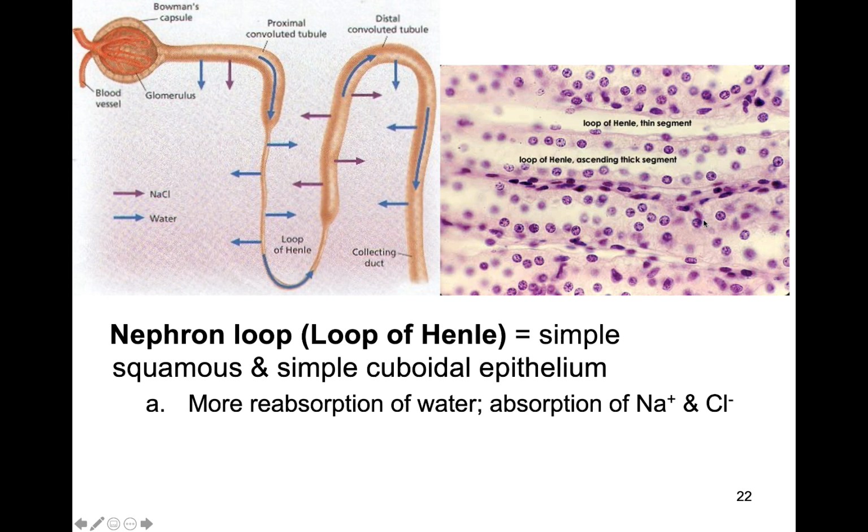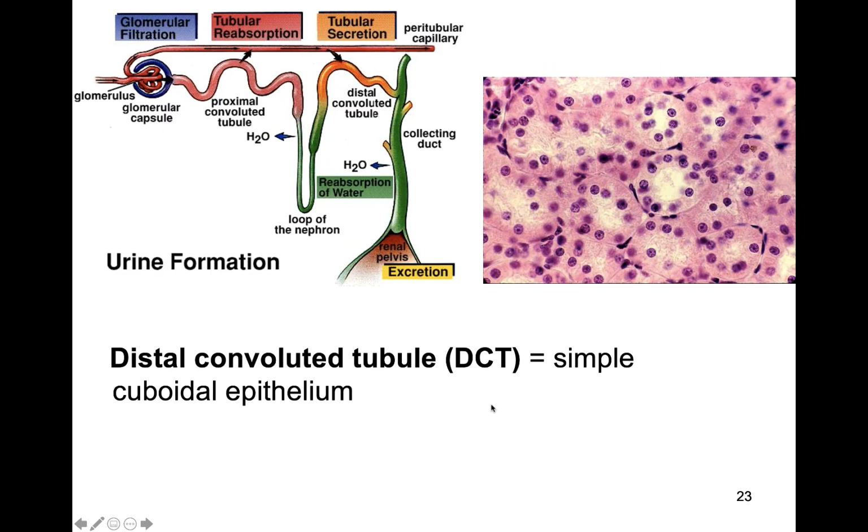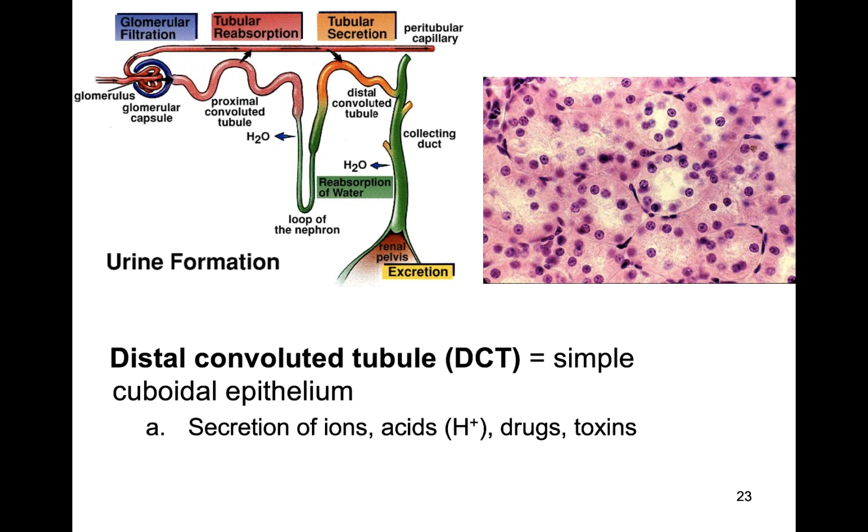Nephron loop, it's made of simple squamous and simple cuboidal epithelium. So you can find both of them there. And there is also reabsorption happening there of ions and water. Distal convoluted tubule, it's going to be made of simple cuboidal epithelium, and there's secretion happening here. So there was reabsorption in the proximal tubule and reabsorption in the nephron loop, but there's secretion of ions and acids and drugs and toxins happening here.